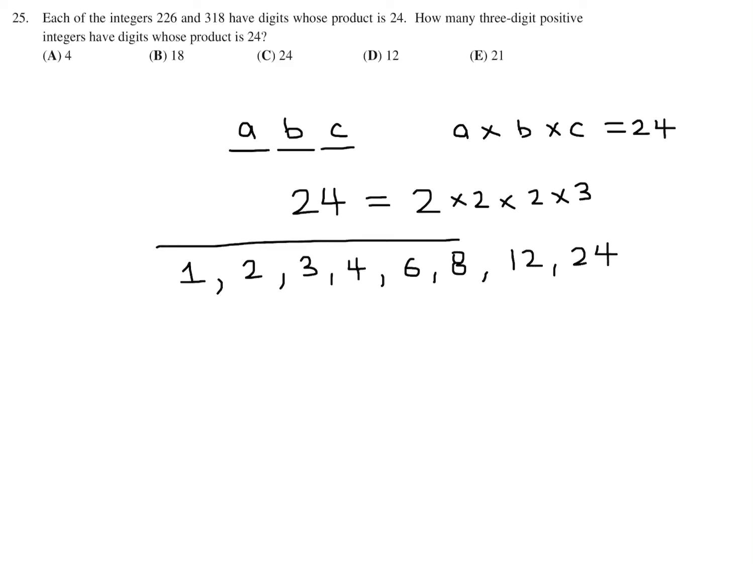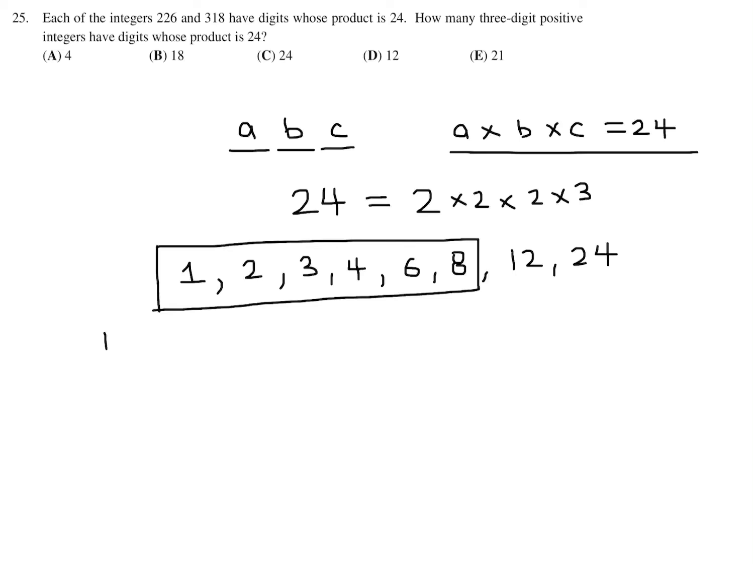But we only are interested in the single digits because that's how we're going to make this number. We can't put a 12 or a 24 in there because those are obviously double digits. So our numbers are going to consist of some of these numbers. We don't know yet, but the criteria is that those three numbers, when multiplied together, have to equal 24. So let's start making a list here.